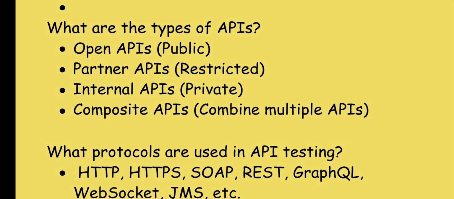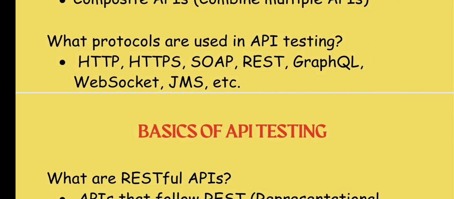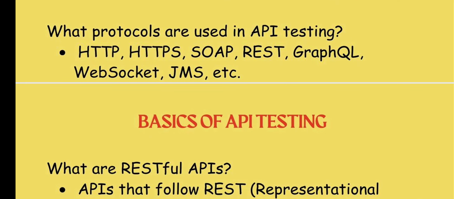So what are the different types of APIs? You can see there are four different types of APIs: open APIs, which are public; partner APIs, which are restricted; internal APIs, which are private; and composite APIs, which combine multiple APIs. Okay, and then what are the different protocols used in API testing? HTTP, HTTPS, SOAP, REST, GraphQL, WebSocket, JMS, and many others.